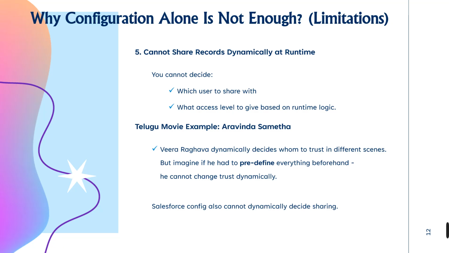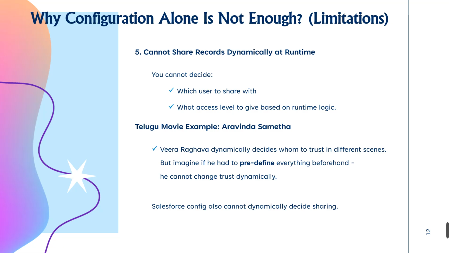It's like, while the system is running, suppose I make a change and click on save. Save in the sense that something is getting run at that time. The Salesforce configuration part can't decide. So in order to overcome that, we need a coding part. That's why configuration alone is not enough. This is one of the limitations we have in the configuration part.